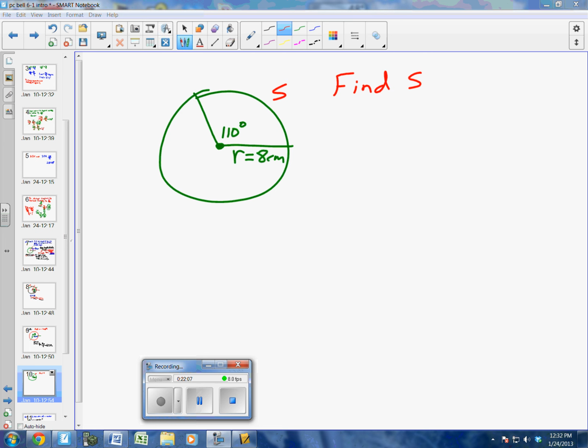How many of you guys got 15.358, or something very close to that? Yeah, that's a good question. I want to know how many of you guys got 880? Okay. Why'd you get it wrong?